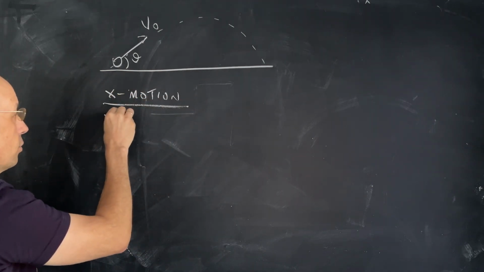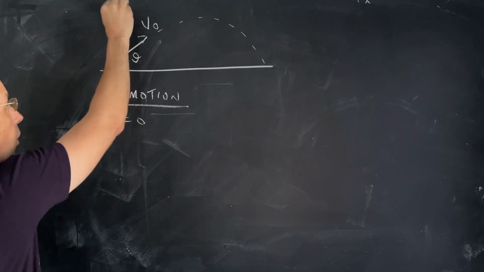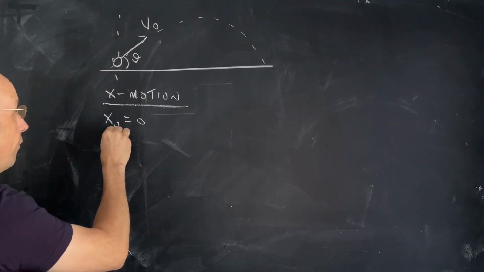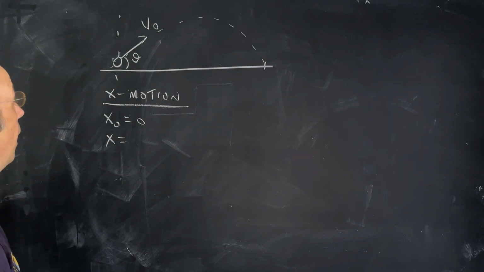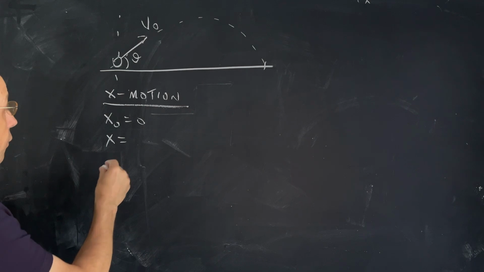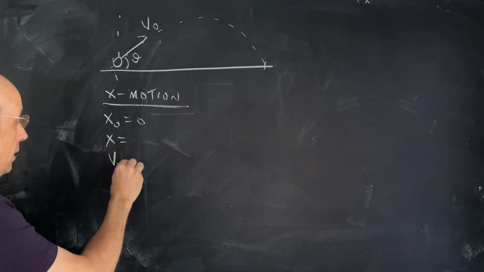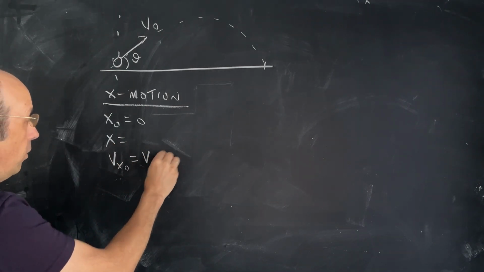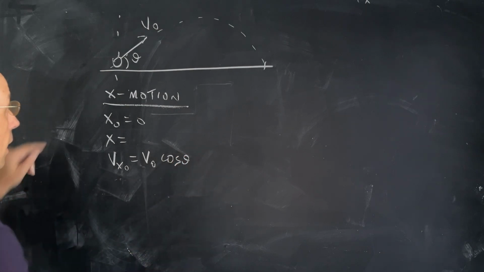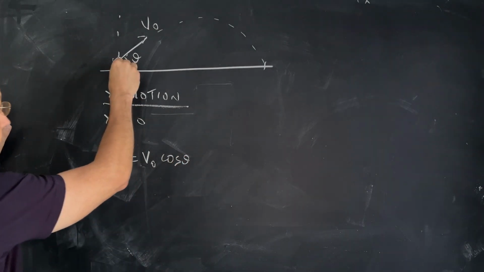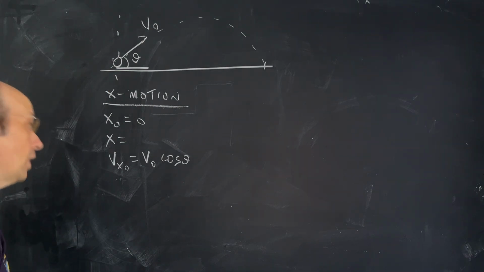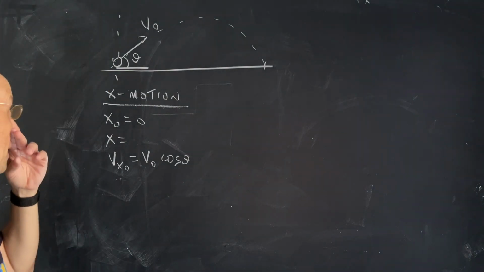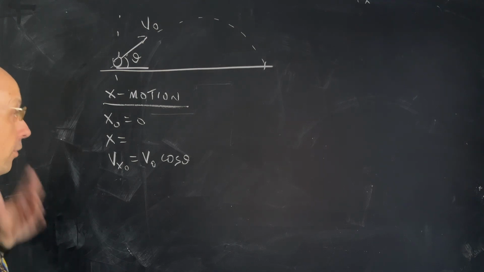I can say my initial x is 0. I'm going to start right there. My final x is over here, which I don't know. And then my initial x velocity, vx0, is going to be v0 cosine theta, right? Because if this is a vector, its x velocity is that part right there, which is the adjacent side, and that's my cosine function. I don't know the time.